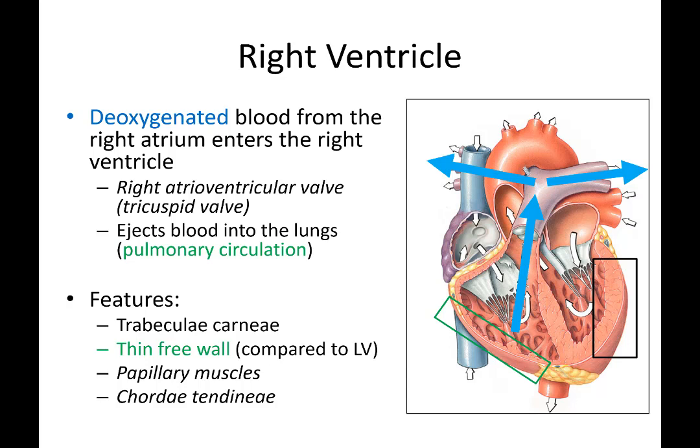This is because the pressure in the lungs is so much less than that of the whole body, and the lungs are just adjacent to the heart, so it doesn't have to push the blood very far to get to the lungs, so it doesn't need as much strength. Other features that you'll see within the right ventricle are papillary muscles and chordae tendineae. They are accessory features to the valve. So we can see papillary muscles here and chordae tendineae are these stripes. We'll talk about these in a little more detail coming up.